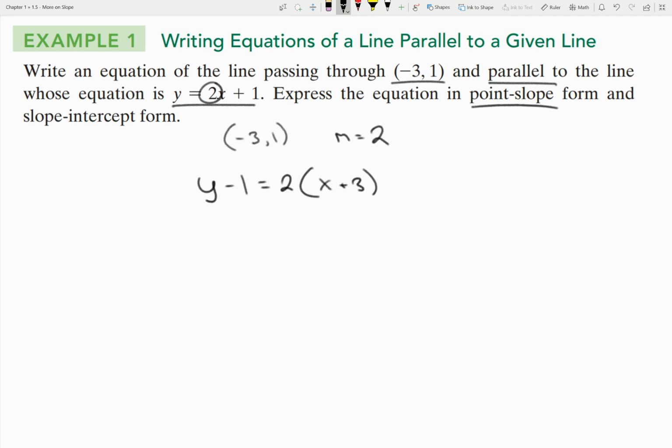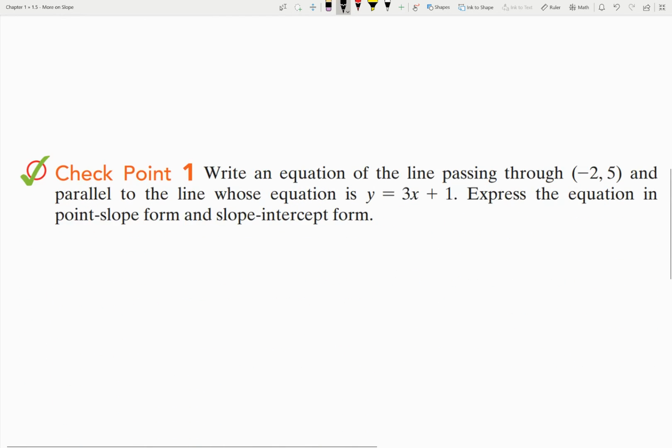Then to change it to slope intercept, I just need to solve for y. So I'm going to distribute the 2 and add 1 to both sides. So y is going to be 2x plus 7. Notice that my answer has the same slope as my original equation. That's good. We wanted a line parallel. Parallel lines have to have the same slope. Okay, let's try our checkpoint.